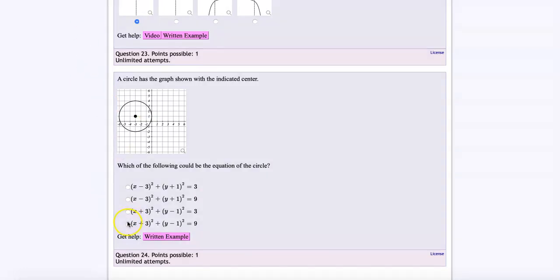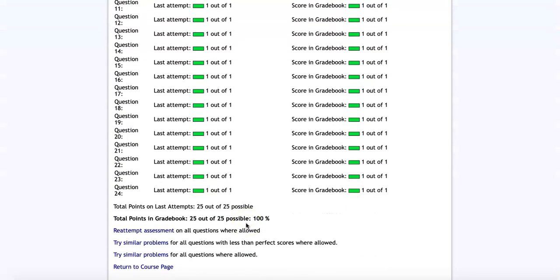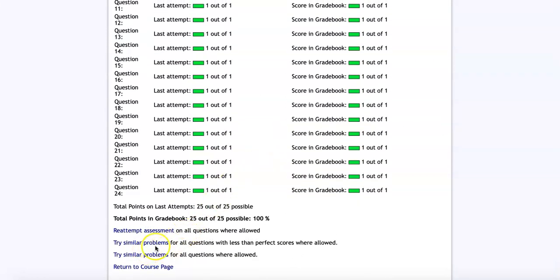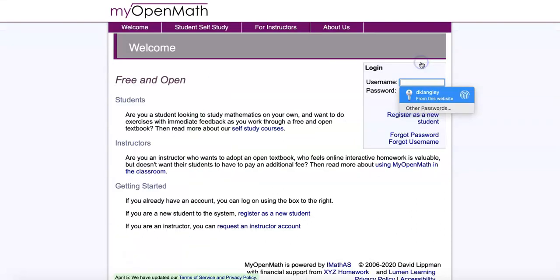Okay, moment of truth. I get to find out if I got these all right. Submit. Yay! Okay, so that's how you do Part 1 multiple choice of the final exam. Remember, when you get to the bottom, if you want to try similar problems for the ones that you missed, you want to select here: try similar problems for all questions with less than perfect scores where allowed. Reattempt assessment would let you go back and see what you submitted and compare it to the real answers. It's not going to actually let you reattempt it, but it would let you at least see what the answers are. And then create new version would allow you to come up with a whole new version.